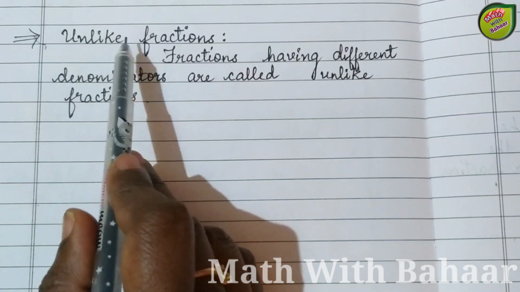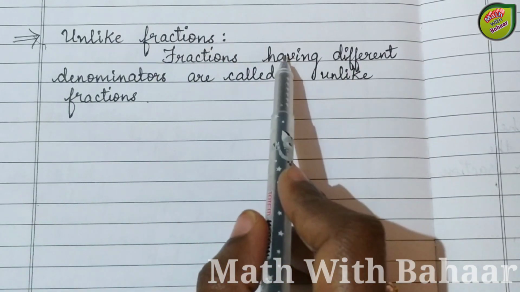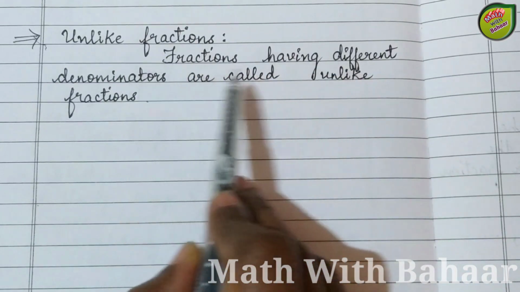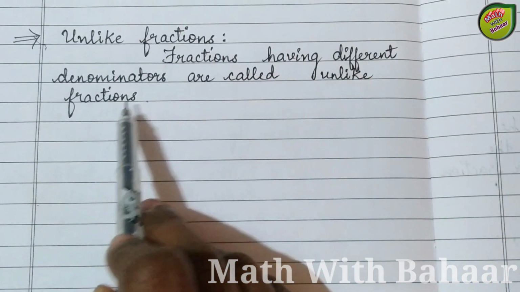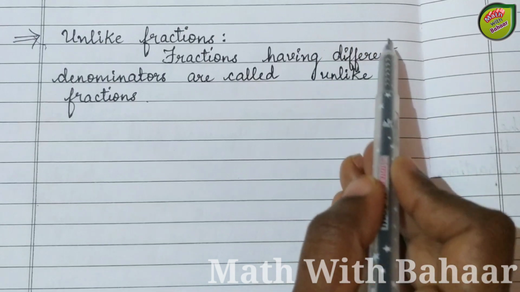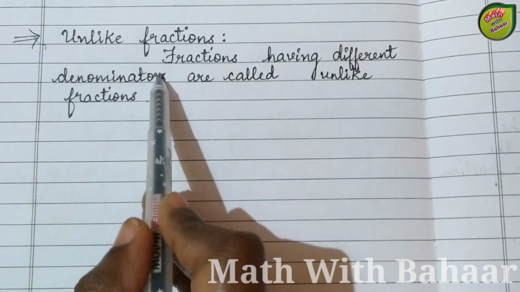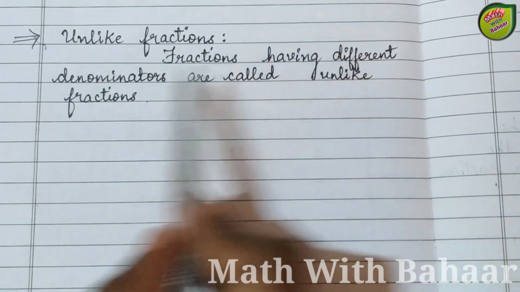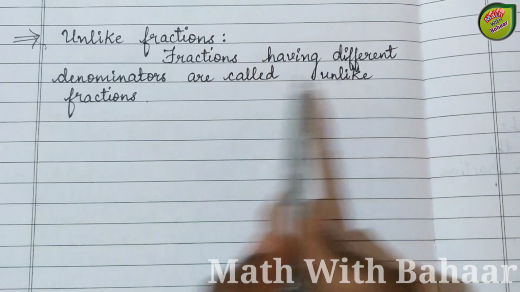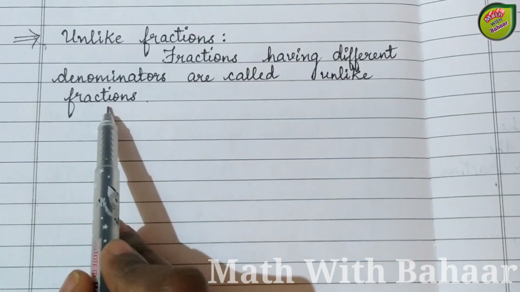The next type of fractions are unlike fractions. If 2 or more fractions have different denominators, then we call those fractions unlike fractions. Remember, the denominators should be different. Only then do we call those fractions unlike fractions.